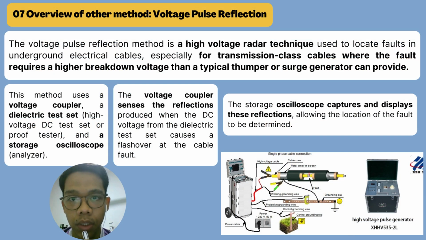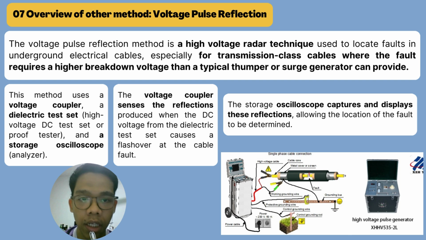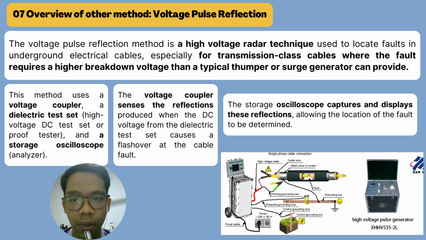Let's see other methods, which is voltage pulse reflection. This method is a high voltage radar technique used to locate faults in the underground electrical cables, especially for class cables where the fault requires a higher breakdown voltage than a typical thumper or surge generator can provide. So this method uses a voltage coupler. Second, dielectric test set, which is high voltage DC test set or probe tester, and lastly, storage oscilloscope for analyzer.